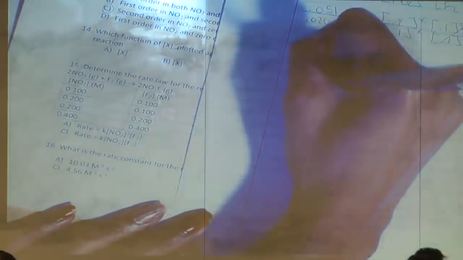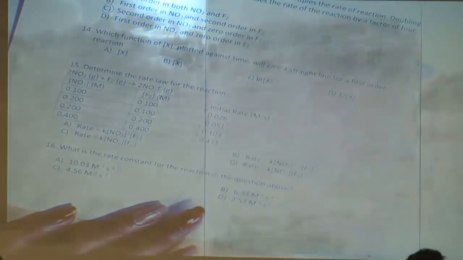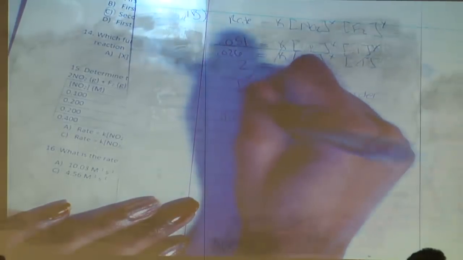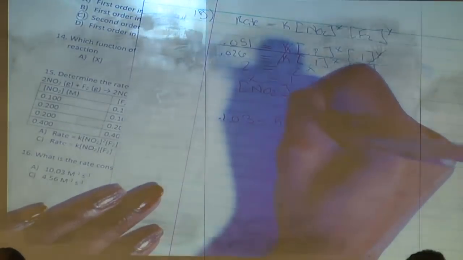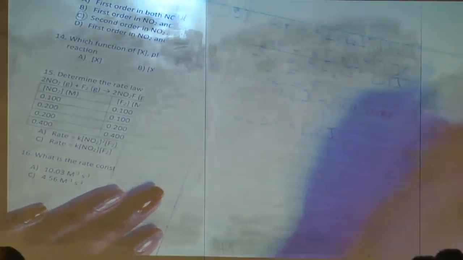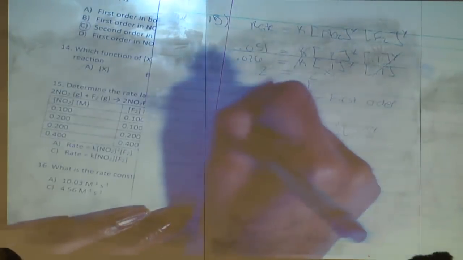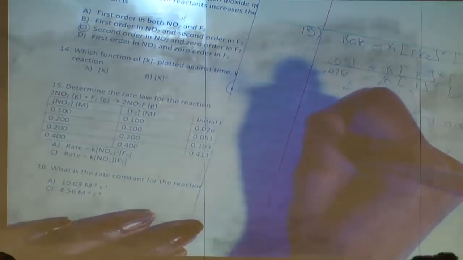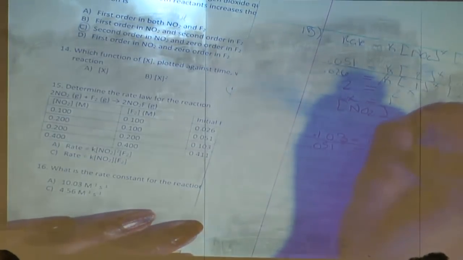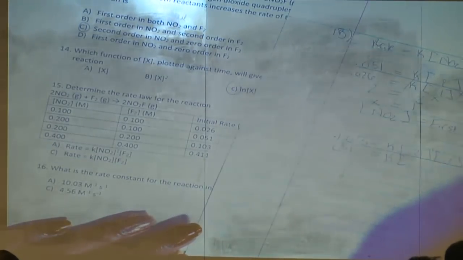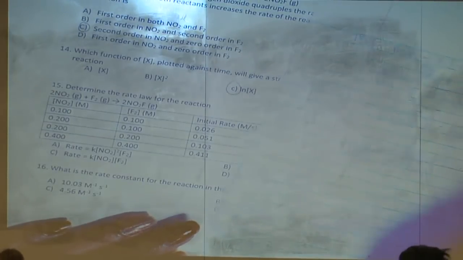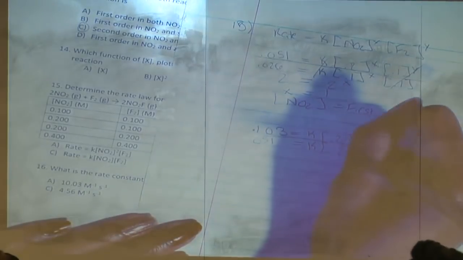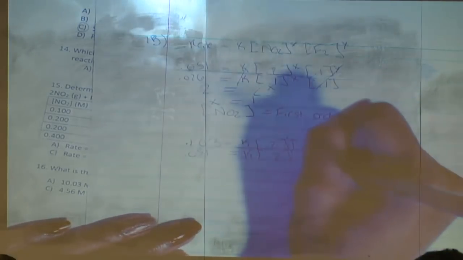All right, so the rate of the third one is 0.103, and that equals K times the concentration of NO2, which is 0.2, times the concentration of F, which is also 0.2. Then we're going to divide that by 0.051, which equals K times the concentration of NO2, which is 0.2, and the concentration of F is 0.1.